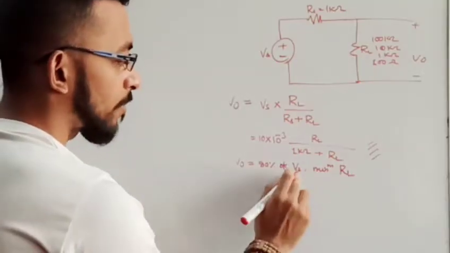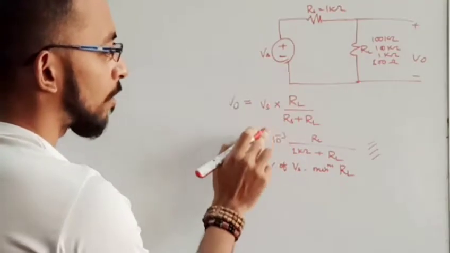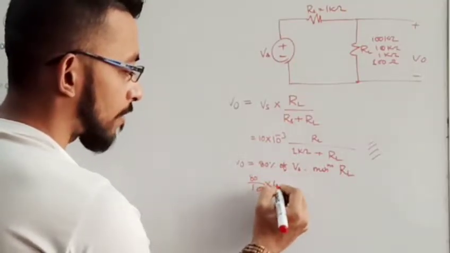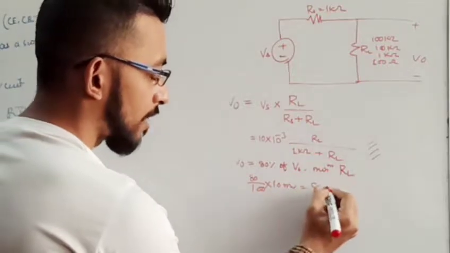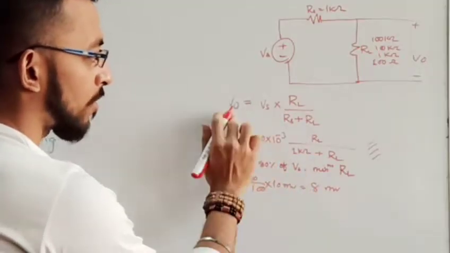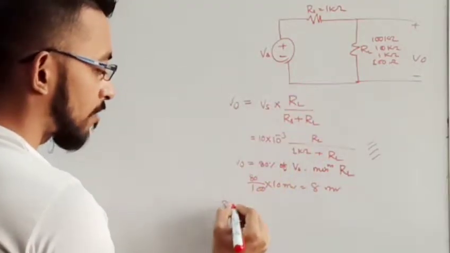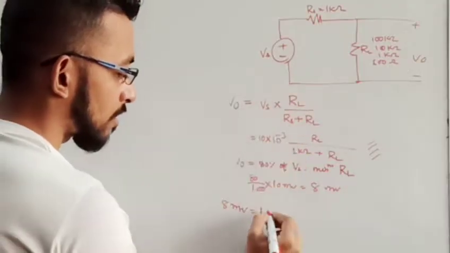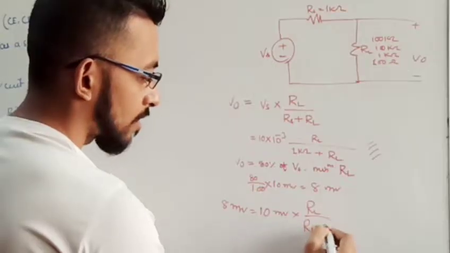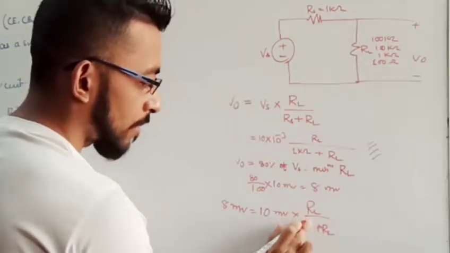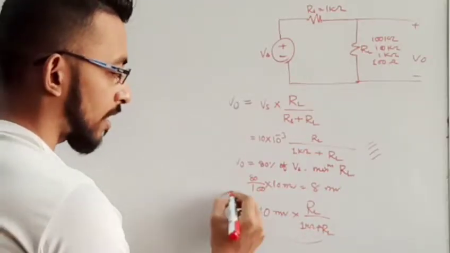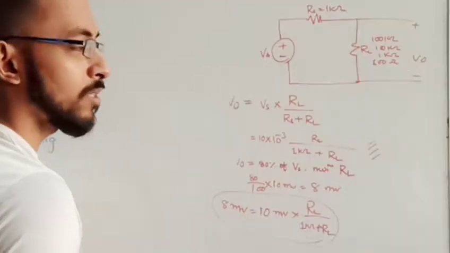My V output is 80% of Vs. My Vs is nothing but 10 millivolt. So 80% of 10 millivolt is 80 by 100 multiplied by 10 millivolt, which is nothing but 8 millivolt. For this, again you have to put the V out formula and find RL. So 8 millivolt is Vs, 10 millivolt, multiplied by RL divided by Rs plus RL, and in place of Rs you can put 1 kilo ohm. From here you can get the value of RL. This is the first question.